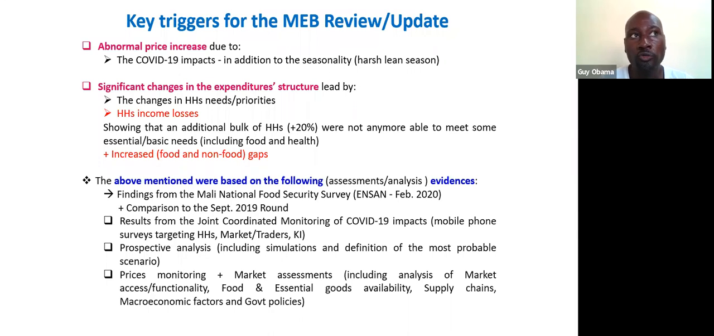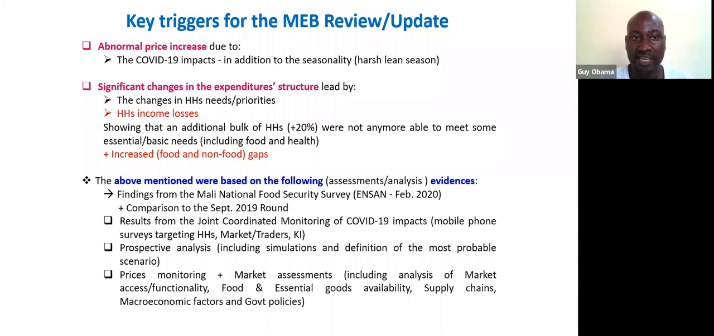And if you recall also in Mali, especially in the north of Mali, they are neighboring with Algeria, and most of the food is coming from Algeria. So with the border closing, there was a disruption in terms of food and commodity supply for the north of the country, leading to an increase of the prices.